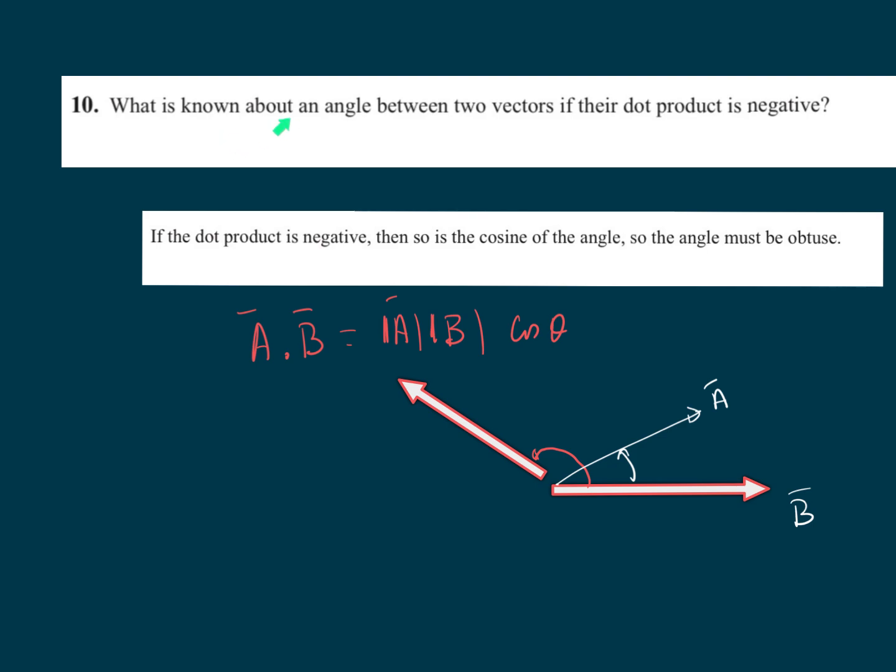So what is known about an angle between two vectors if the dot product is zero? If A dot V is equal to 0, it's not because the magnitude of A is 0, or because the magnitude of V is 0. It's because cosine of theta is 0. So cosine of theta equal to 0 means theta equals pi divided by 2. So the two vectors are perpendicular.